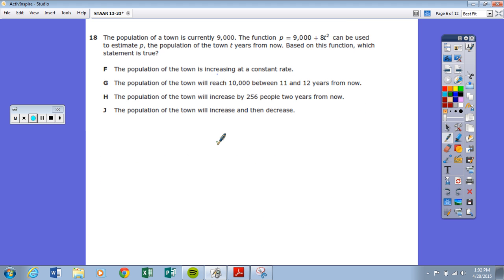Okay, number 18, the population of a town is currently 9,000. Here's some equation, and I already know I'm probably going to be typing this in. It can be used to estimate P, the population, T years from now. So this is years, and this is population. You might want to make a note of that. Based on this function, which statement is true?